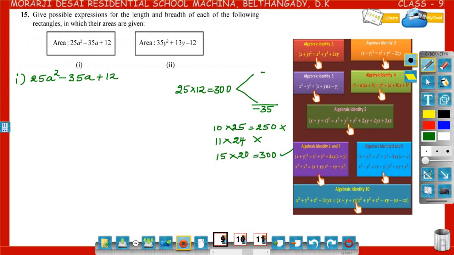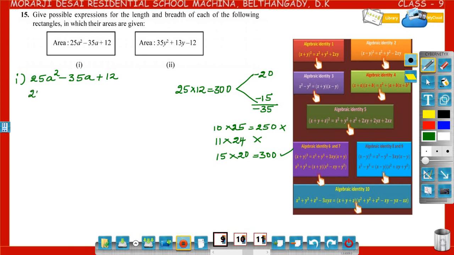Now here the numbers are 20 and 15. 20 plus 15 is 35. 20 into 15 is 300. So here the sign is minus 20 minus 15 because the sum is minus 35. Minus 20 minus 15 is minus 35. Minus 20 into minus 15 is 300. So the two numbers are minus 20 and minus 15.